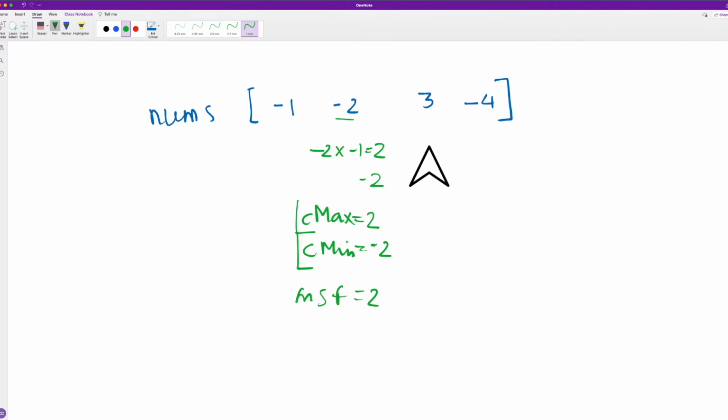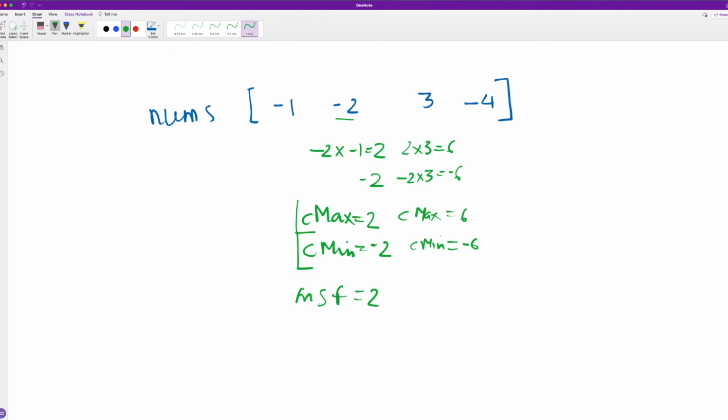As before, multiply 3 with the max of the previous index, and that would give us 2 times 3 equal to 6. But we also multiply 3 with the minimum at the previous index, so we get -2 times 3, and that is -6. Now you can see that we have both values here, a larger, positive max product and a min product. The min product is -6, so we're tracking both of them. So which of the two is larger? 6 is larger, so let's say C max equal to 6 and C min equal to -6.